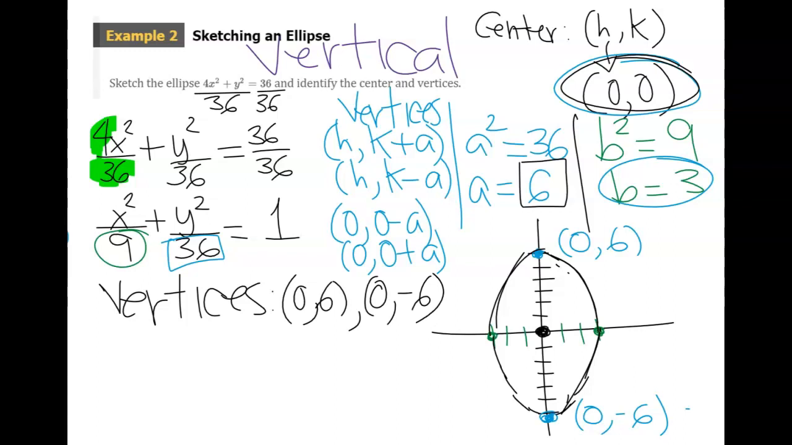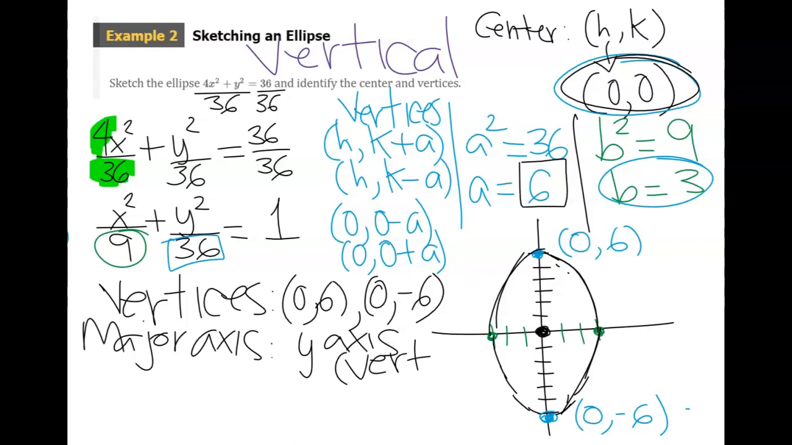If the question was, what is the major axis? It will be the y-axis in this case, which is, of course, vertical. But also, if they were asking for the equation of the line, that will be the vertical line, x equals 0, as a line, not as a point or as an x value.